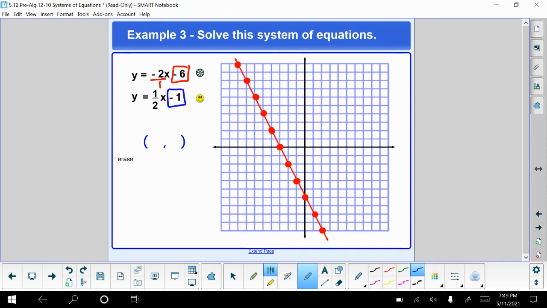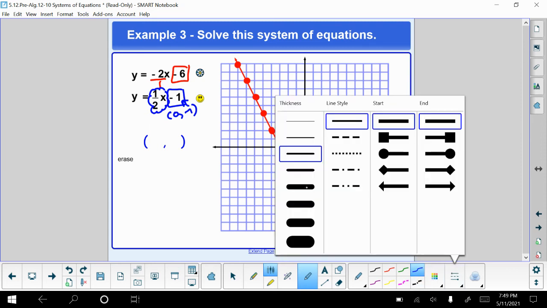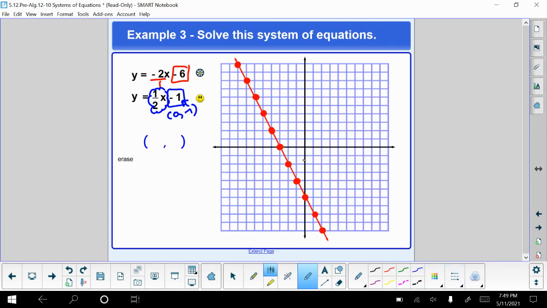Now, for the second equation, y equals 1/2 x minus 1, or should I say 1 to 2, which tells us the rise and the run. And when x is 0, y is negative 1. That negative 1 is telling us the y-intercept. So let's go ahead and plot that point at 0, negative 1. Slope of positive 1 to 2, up 1 and right 2, up 1 and right 2.